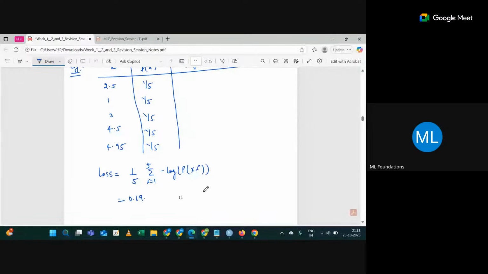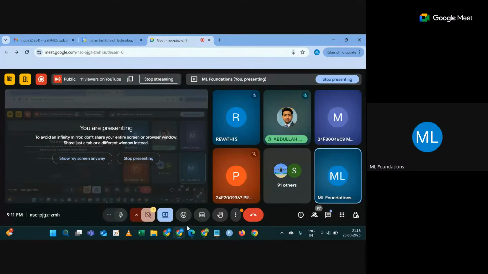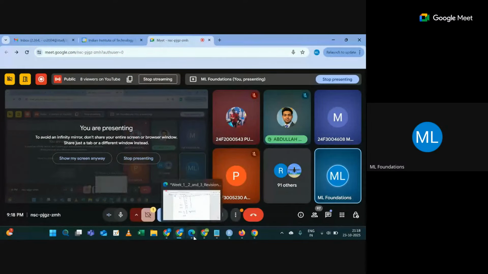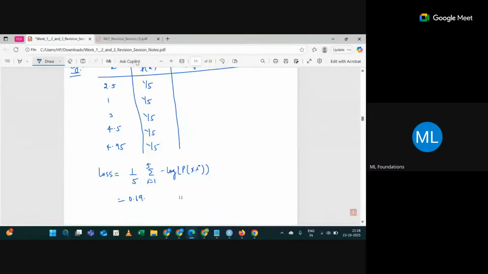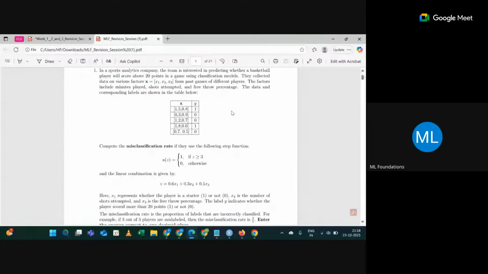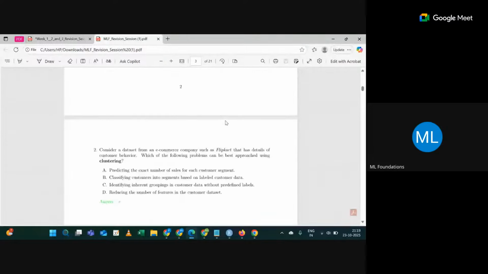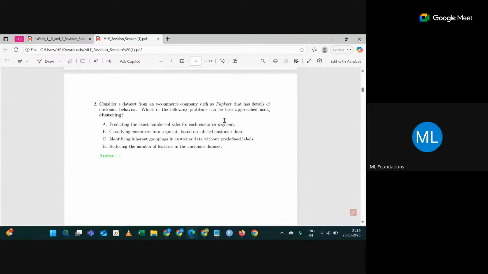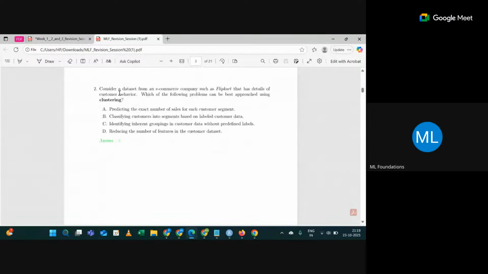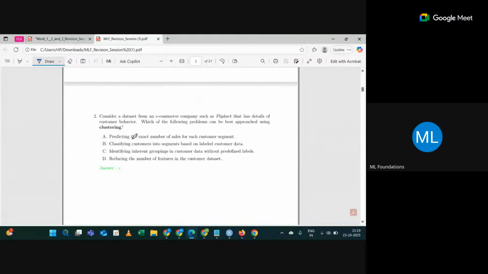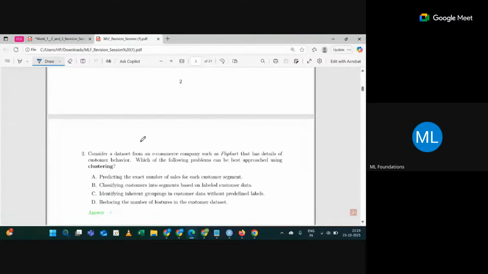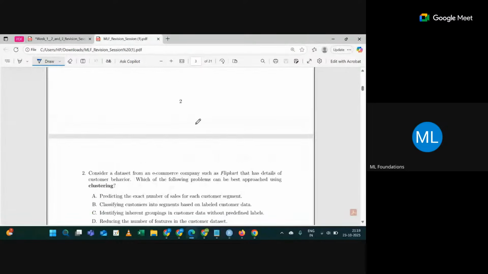Okay, so we are done with the most major concepts of week 1. So we have some questions. Would you like to solve them right now or after the week 2 concepts, once we finish week 2? Okay, let's finish week 1 right now. This is the question. I have given the answer, but tell me how C is correct.